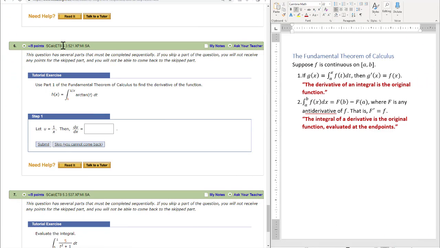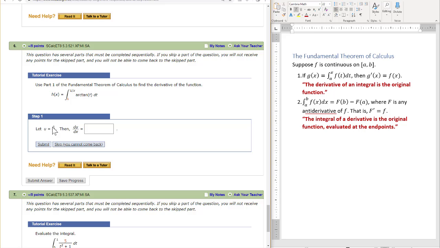This is a lab assignment from section 5.3. It says to use part 1 of the fundamental theorem of calculus to find the derivative of this function. This is an h function, a function of x, defined by a definite integral where x is in the upper limit. We have the arctan of t evaluated from 1 to 1 over x.